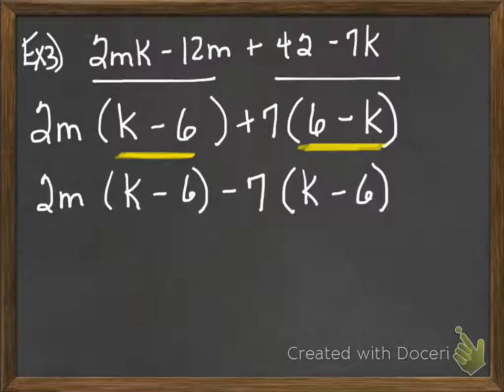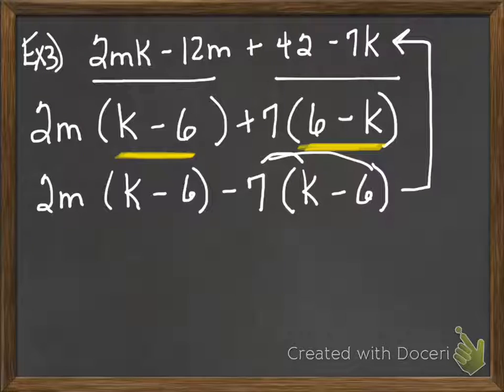If you don't believe me, let's check from here to here. Okay? Negative 7 times k is what? You would just do this mentally. What's negative 7 times k? Negative 7k. You have a negative 7k in the original problem? Yes, you do. And then negative 7 times negative 6? Positive 42. You got a positive 42 in the original problem?